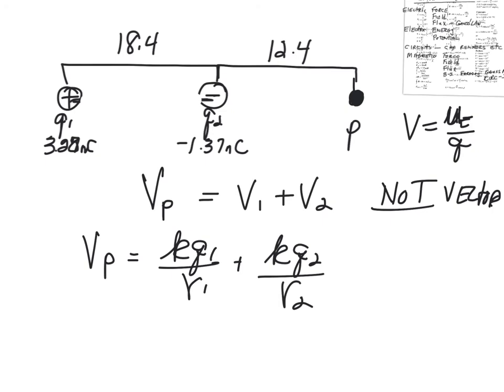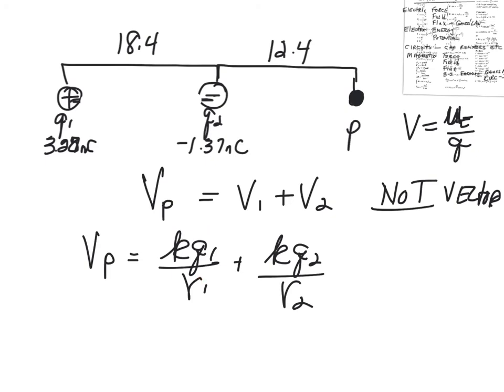So at point P, I can't draw them as vectors because they're not. The potential at point P is going to be the sum of the potential at this point due to this charge and the electric potential at this point due to this charge. These are scalars, not vectors. And what's the equation? Well, the equation for potential due to a point charge is kQ1 over R1.